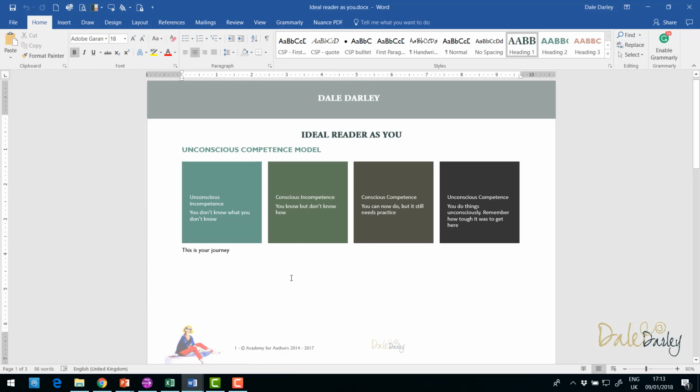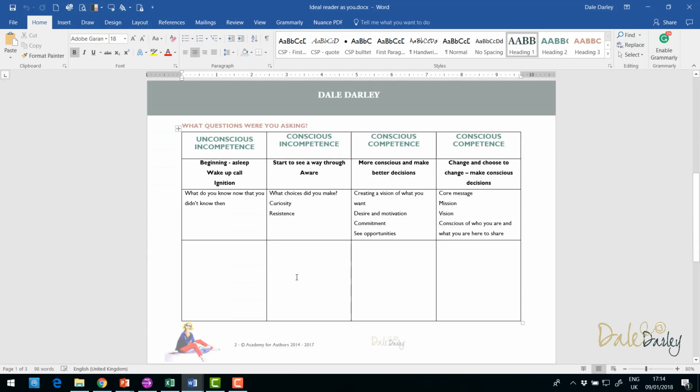Now, our ideal reader, in fact, we think about that a long way before we actually create our outline. But we have our ideal reader, and I use the unconscious competence model and take people through a process that starts with where you didn't know what you didn't know. And we go through and we say, what kind of questions were you asking? What kind of things was happening at each of these stages? So you start off with this part where you're waking up. It's the beginning. You've been asleep and something wakes you up. It's the ignition for your journey.